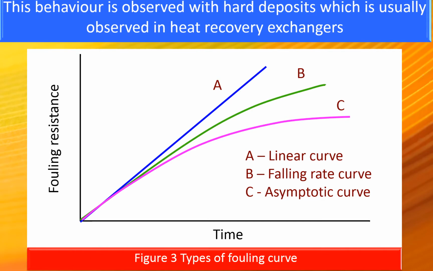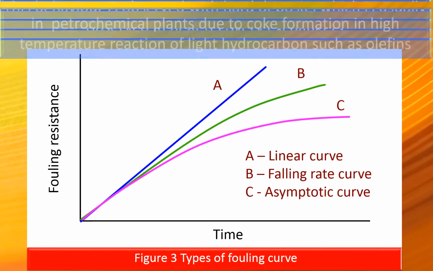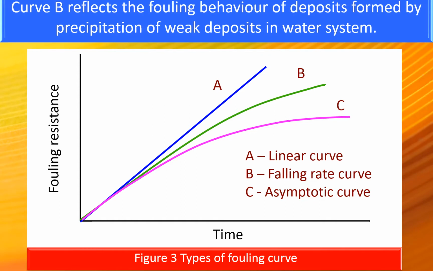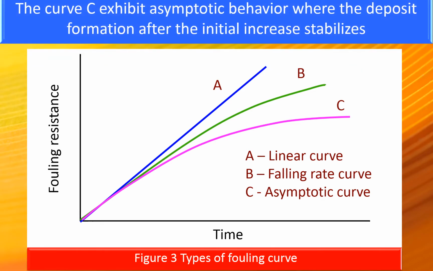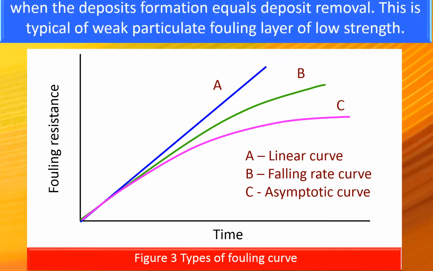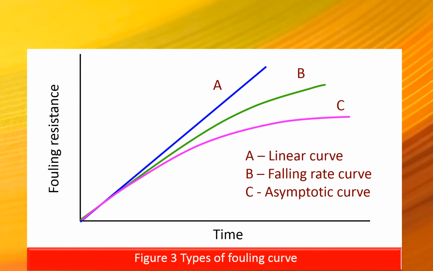This behavior is observed with hard deposits, which is usually observed in heat recovery exchangers in petrochemical plants due to coke formation in high temperature reaction of light hydrocarbons such as olefins. Curve B reflects the fouling behavior of deposits formed by precipitation of weak deposits in water system. The curve C exhibits asymptotic behavior, where the deposit formation after the initial increase stabilizes when the deposit formation equals the deposit removal. This is typical of weak particulate fouling layer of low strength.